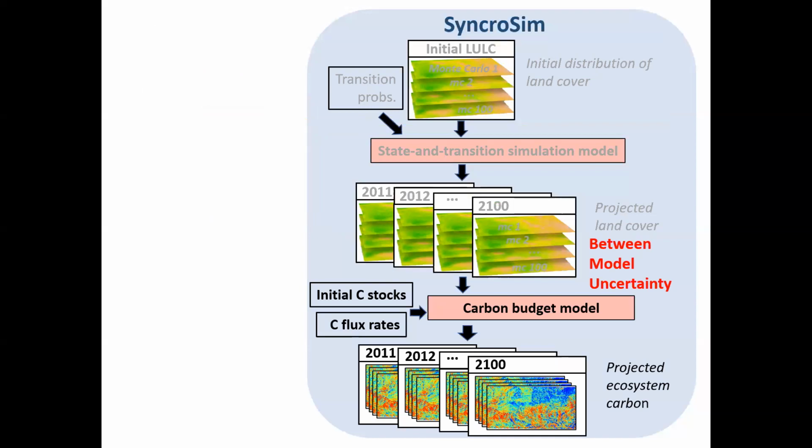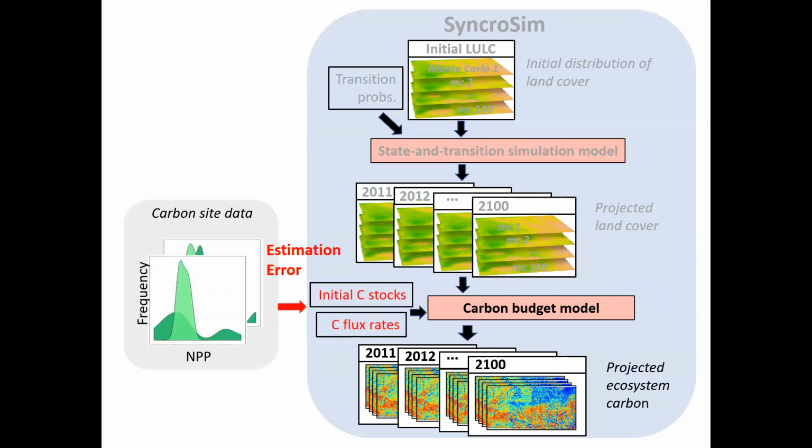So now, given Monte Carlo simulation projections of land cover from our first model, we can feed those into a spatially explicit carbon budget model, which we then use to track fluxes of carbon between various carbon pools for each cell on our landscape. And by integrating this carbon budget model with the model of land cover change, we're able then to propagate the uncertainties from one model through to the other.